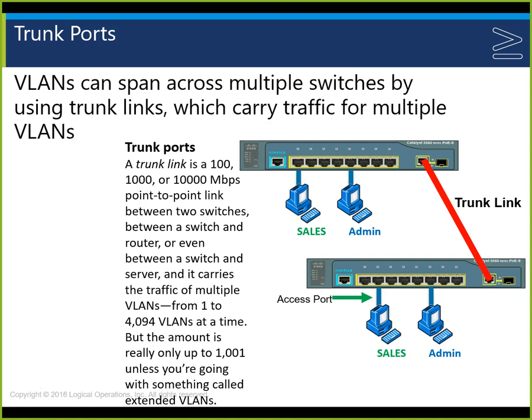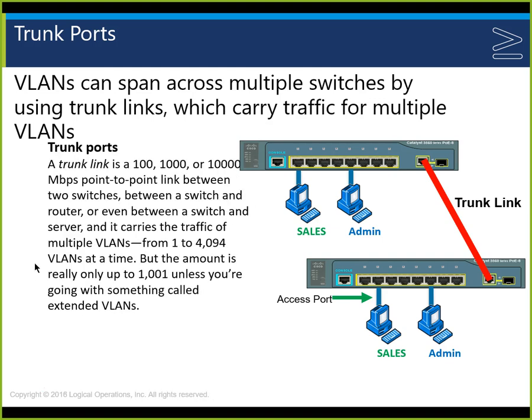When it goes to the trunk port, it's tagged as VLAN 12. When it gets to the second switch, the VLAN 12 information is stripped out because it makes it a non-standard frame, and then it's sent to the devices on VLAN 12. So between two switches, even between a switch and a server, let me stretch this out a little bit, maybe make this easier to see. Between two switches, between a switch and a router, or even a switch and a server, it carries the traffic of multiple VLANs. The trunk port carries multiple VLANs.